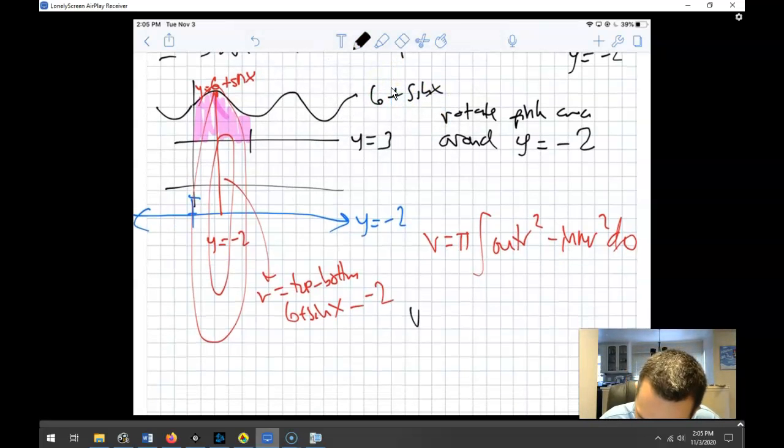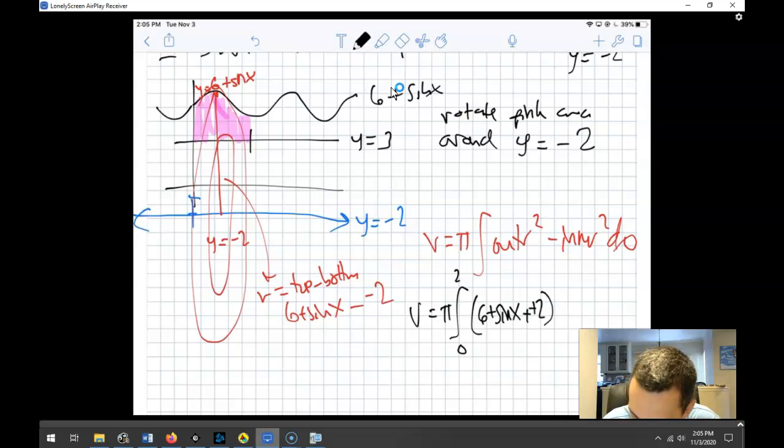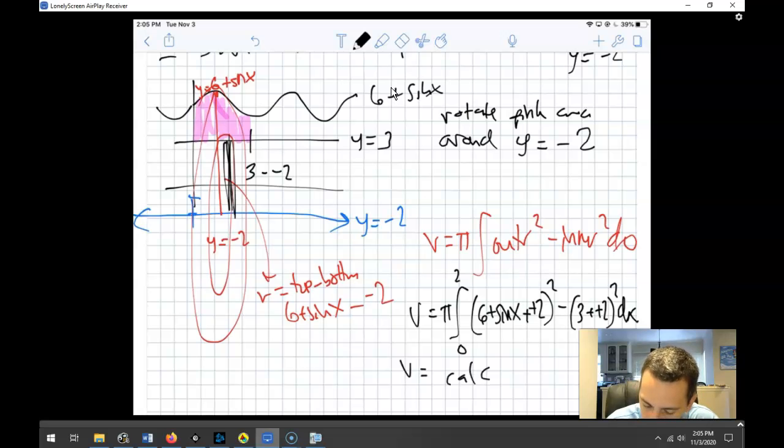So my outer radius is going to be pi times, so integral still 0 to 2, we haven't changed that. So the outer one there is 6 plus sine of x minus a -2, so plus 2 if you want, squared. My inner radius is coming from y equals 3. So that distance right there from 3 down to -2. If I do 3 minus -2, it's always 5, of course. The inner radius is the same across there. So that's 3 minus a -2 squared. And then, of course, you'll plug this in your calculator. Okay, and I'm not going to do that for now. I trust you can plug things in your calculator. The setup is the important part.